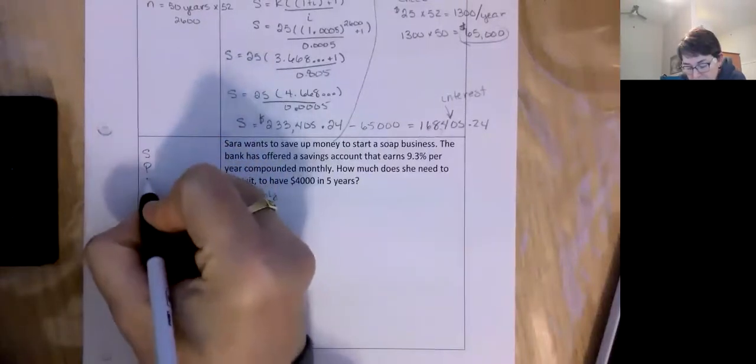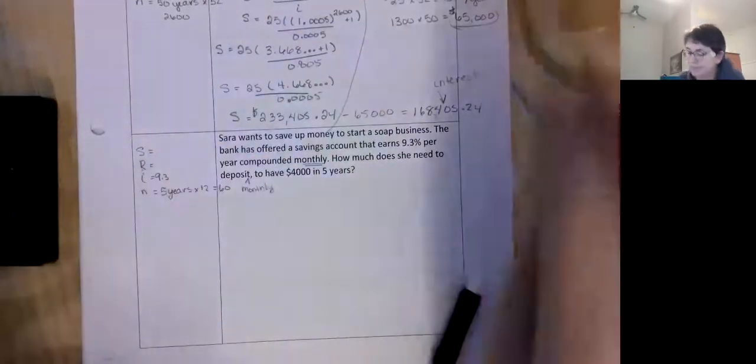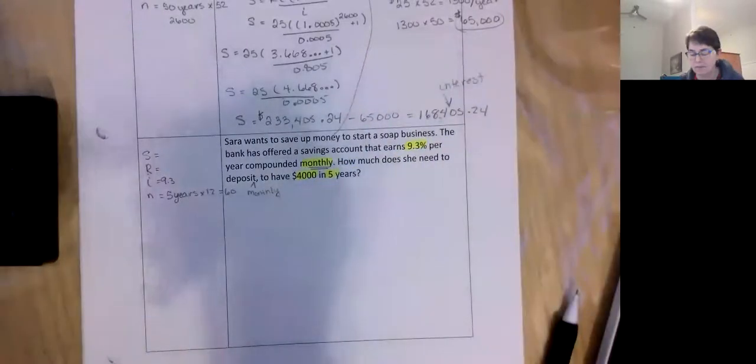All right, so S, R, I, N. So 5 years times 12, because monthly payments, that gives me 60. My interest is 9.3. You know what? I don't like doing this. I like this. Highlighting makes me happy.